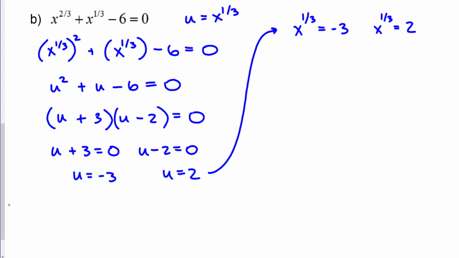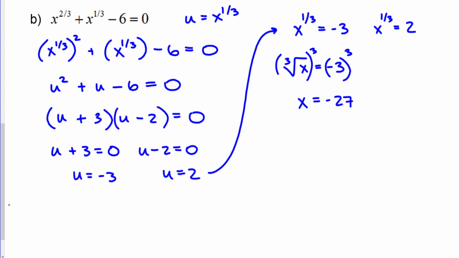But effectively what we're saying here is, like, the cube root of x is equal to negative 3, because x to the 1/3 would be the cube root. And the way you get rid of a cube root is by cubing both sides of the equation. So the cube root of x cubed just becomes x, and this is negative 27, because negative 3 cubed is negative 27.